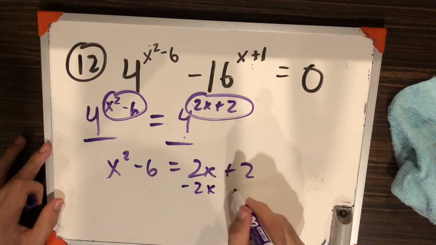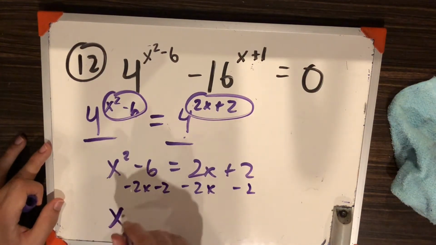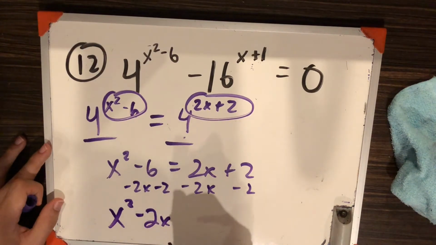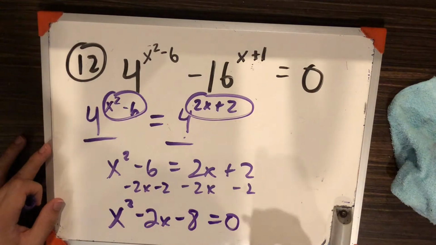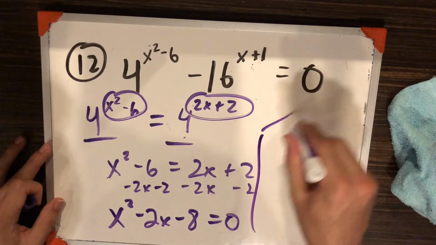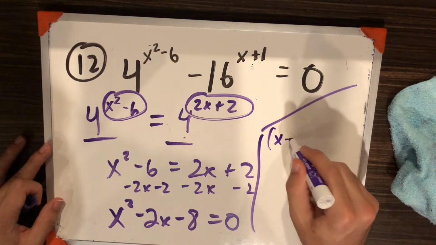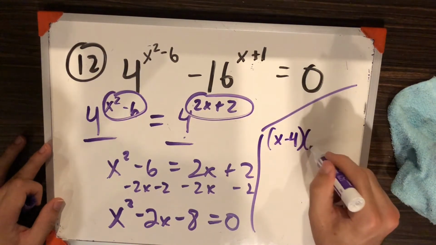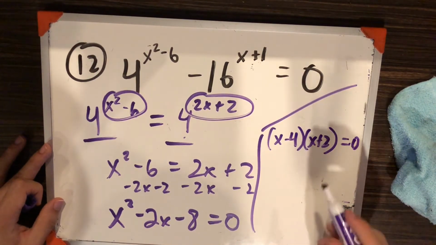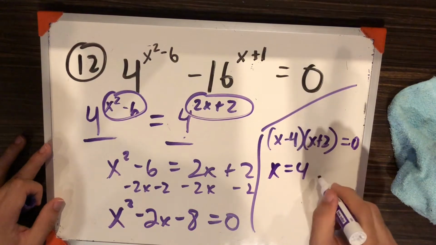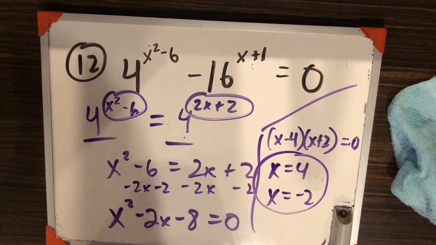Minus 2x, again, push everything to one side. Minus 2x, minus 2. X squared minus 2x minus 8 is equal to 0. Okay, let's factor this. This would factor into x minus 4 and x plus 2 is equal to 0. So x is equal to 4 and x is equal to negative 2 would be your solutions.